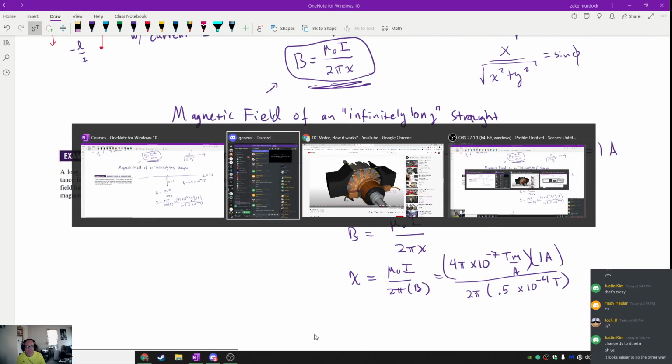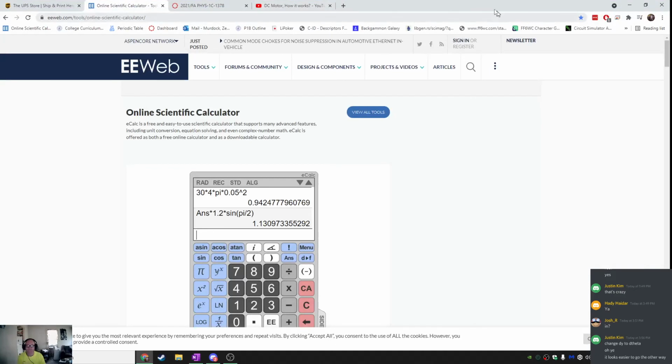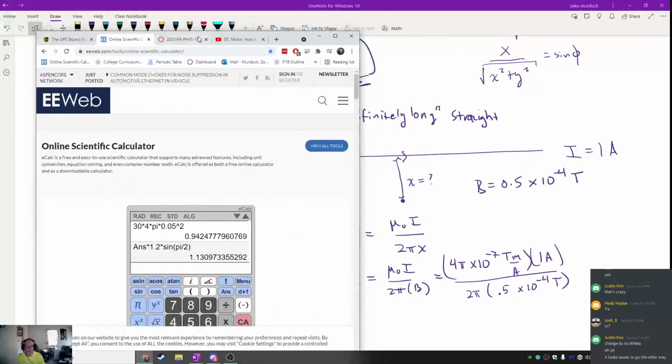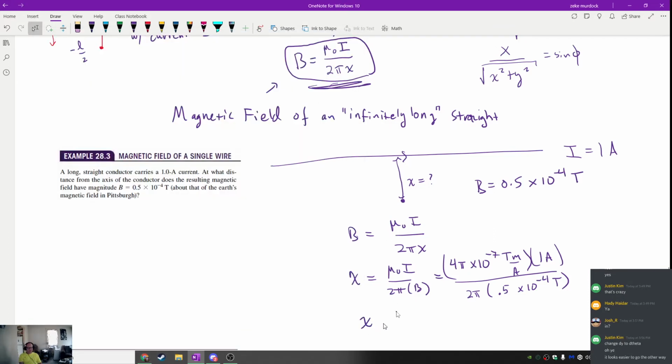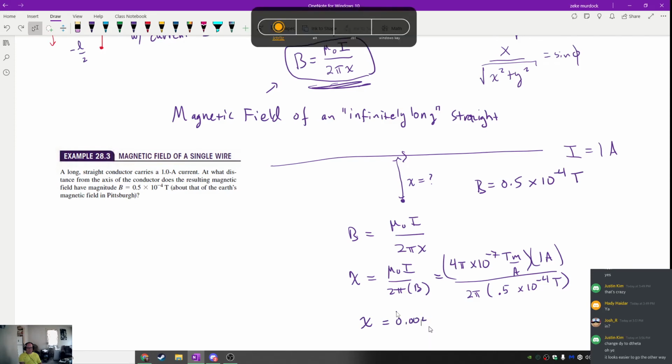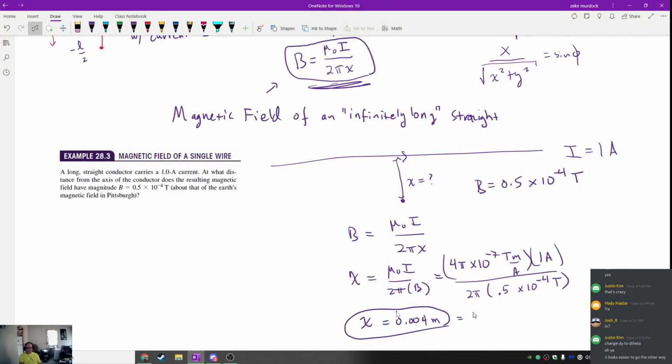Plug these into our calculator. So we have 2 e minus 7, doing some of the math in my head, divided by 0.5 e minus 4. So we get 0.004, about 4 millimeters. Looks like you've got to be pretty close. So x was equal to 0.0044 meters, which is to say 4 millimeters.